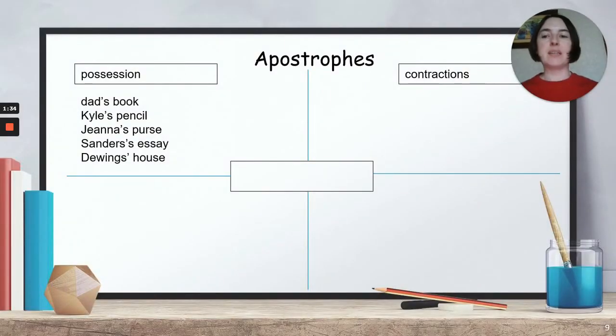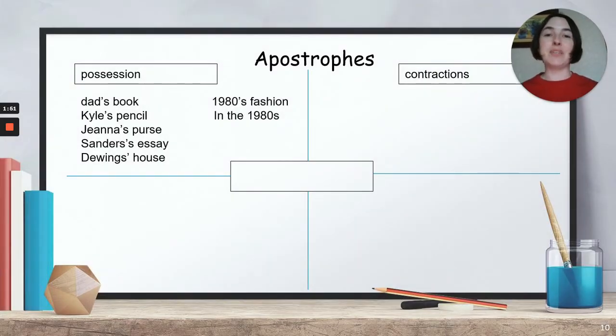If we're talking about more than one person, like their last name, so my house also belongs to Mr. Dewing. There are two of us, so it's the Dewings, which is plural. Then I add the apostrophe. So the Dewings' house belongs to the two Dewings.